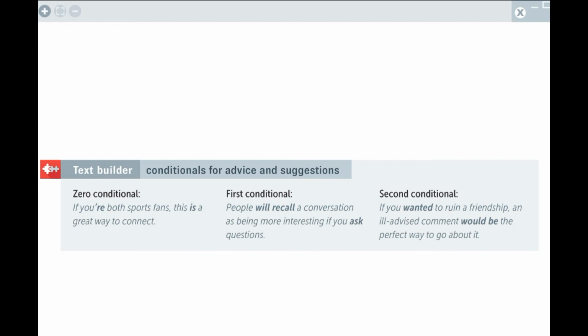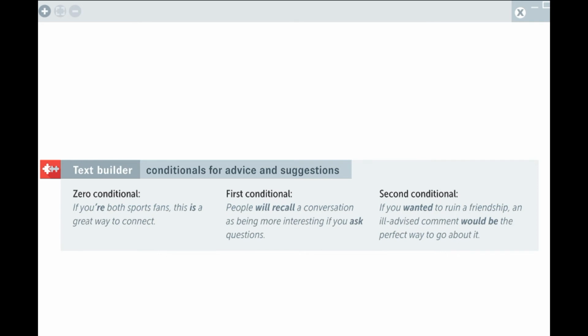Let's remember the zero conditional. If plus the verb in the present. In the other, main sentence, I use the present. So in both sentences of the zero conditional, we use the simple present tense. Example, if you're both sports fans, this is a great way to connect.